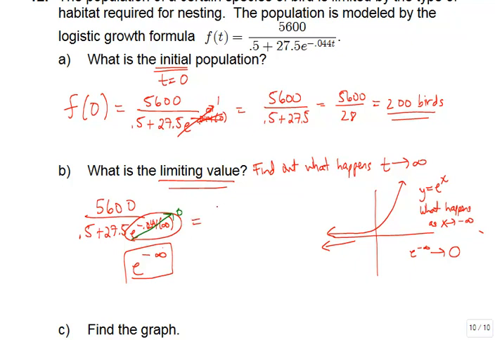So in terms of our formula, this would become 5600 over 0.5 plus 27.5 times 0, which is going to stay 0. So this is 5600 divided by 0.5, which becomes 11,200. So in the long run, this bird population will stabilize at 11,200 birds. Any more than that, and there won't be enough resources for these birds to survive, and they'll start dying off. Any less than that, and there will be enough resources that they could continue to grow.